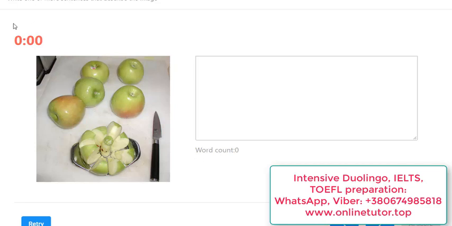Yes, so the timer has already gone here, but I will not reset because it seems to me it does not work to click retry. No, I don't know why.